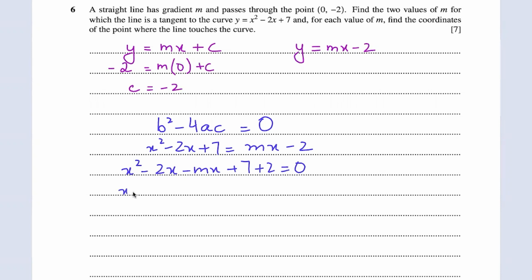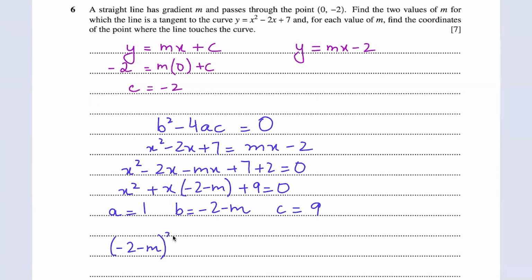Now taking x common over here, we get x squared plus x into minus 2 minus m plus 9 equals to 0. So a is equals to 1, b is equals to minus 2 minus m, and c equals to 9. So b squared is minus 2 minus m whole squared, minus 4 into 1 into 9 equals to 0.